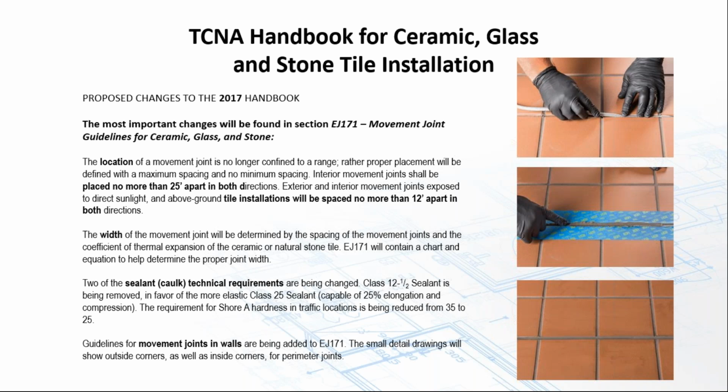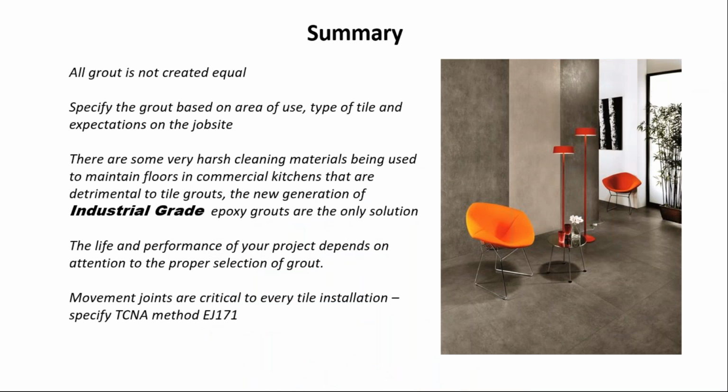And again, the guidelines for movement joints in walls are also addressed in EJ 171. On walls, as you look at corners, interior and external corners, soft joints should be placed there, especially when you're looking outside. The amount of expansion and contraction based on direct sunlight has a major impact on the installation for an exterior application. Without the proper movement joints in the proper places, you will end up with a failure of your tile or stone installation, and this is what we're trying to prevent. So in summary, remember a couple of things. All grout is not created equal.